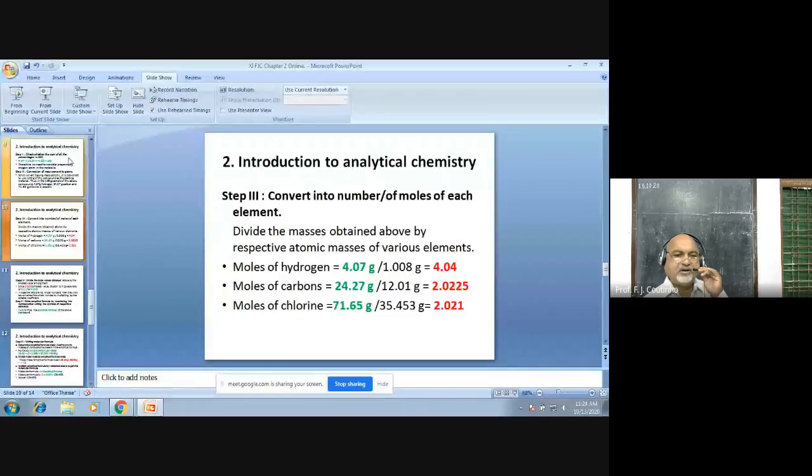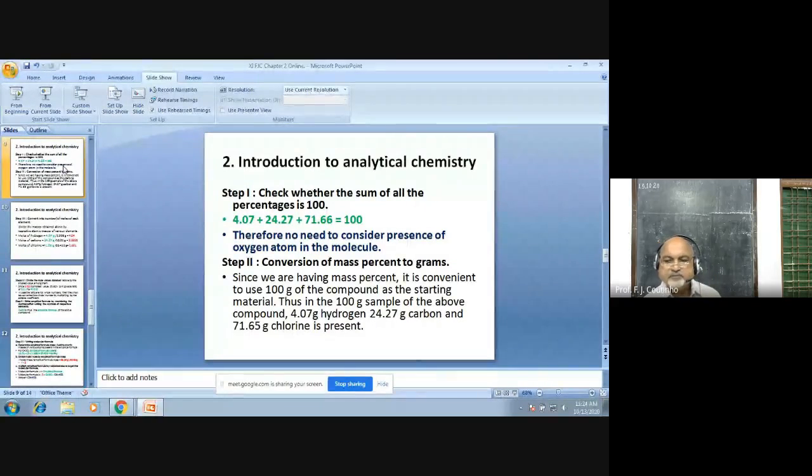Now that method is a little long, lengthy method. Look here, the first step. What is the first step? Check whether the sum of all the percentages is 100. Now, 4.07 plus 24.27 plus 71.66 is 99.99, which equals 100. Even if it is 0.001, that is oxygen by default, so there is no need to consider the presence of oxygen; take the percentages as 100. Fine, so this is the first step.